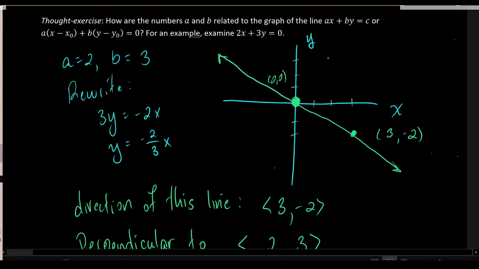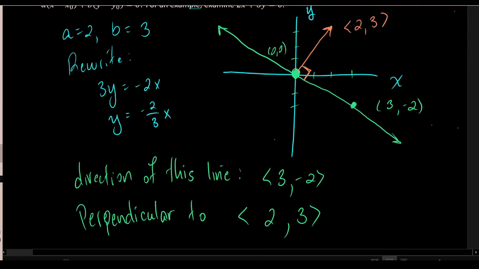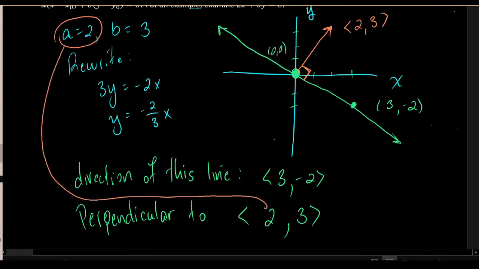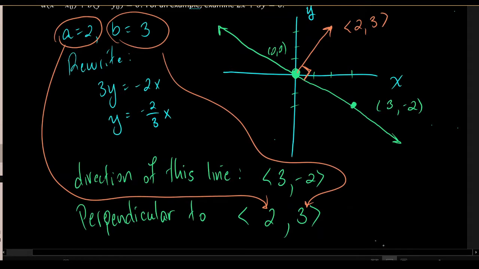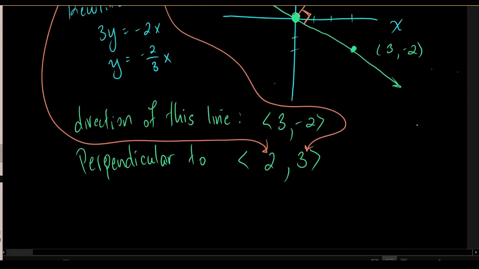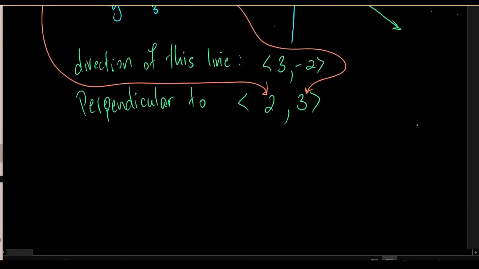We can see it graphically in a quick sketch here. Here's the vector 2, 3, which forms a right angle with the line that we're given in this problem. Now that 2, the x component, is exactly the same thing as the coefficient on x. That y component is exactly the same thing as the coefficient on y.